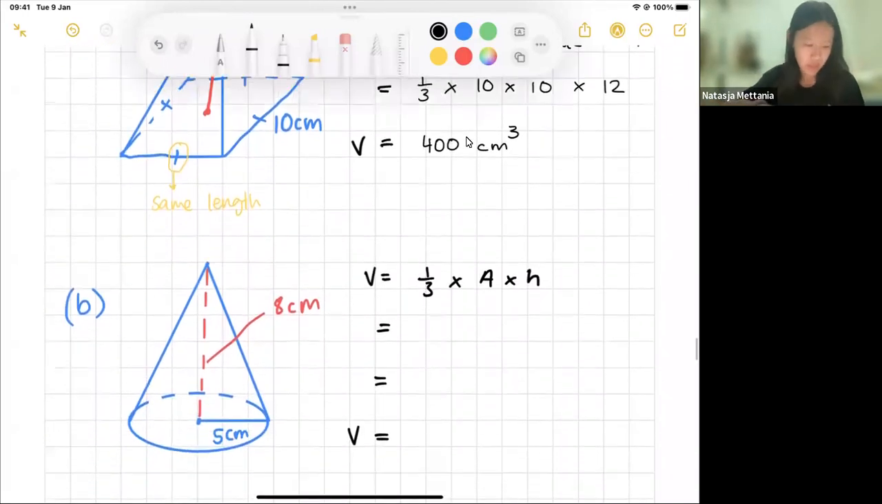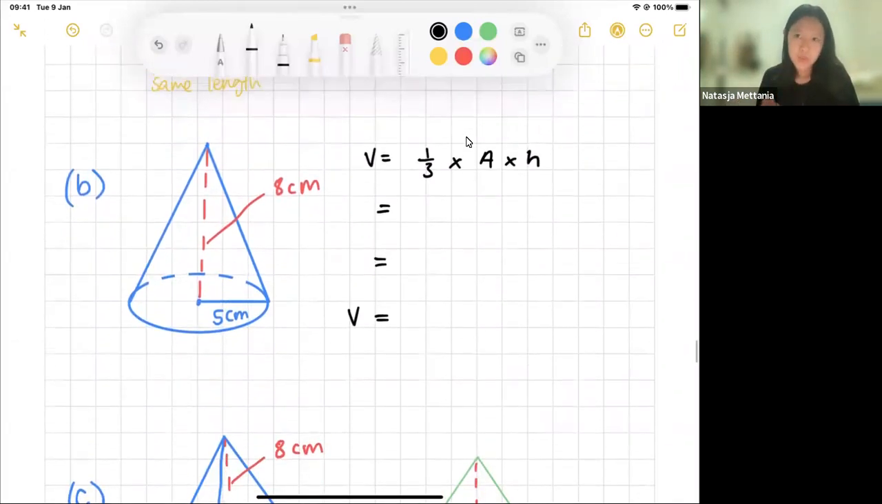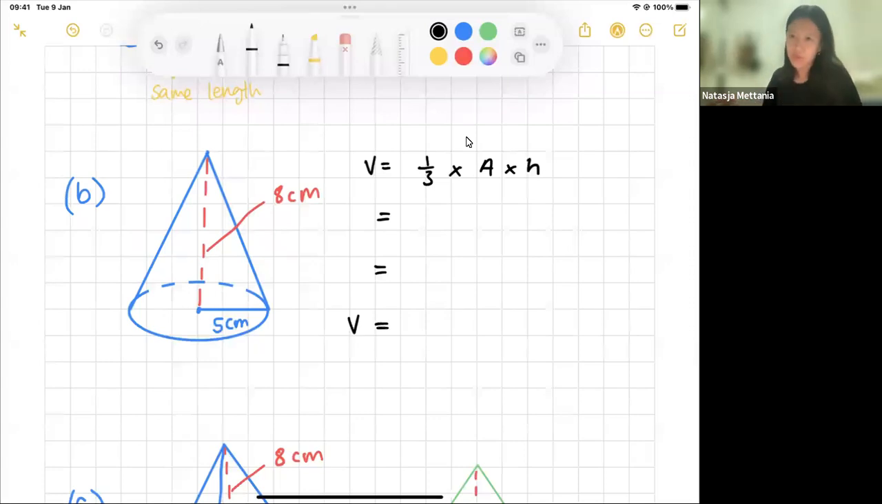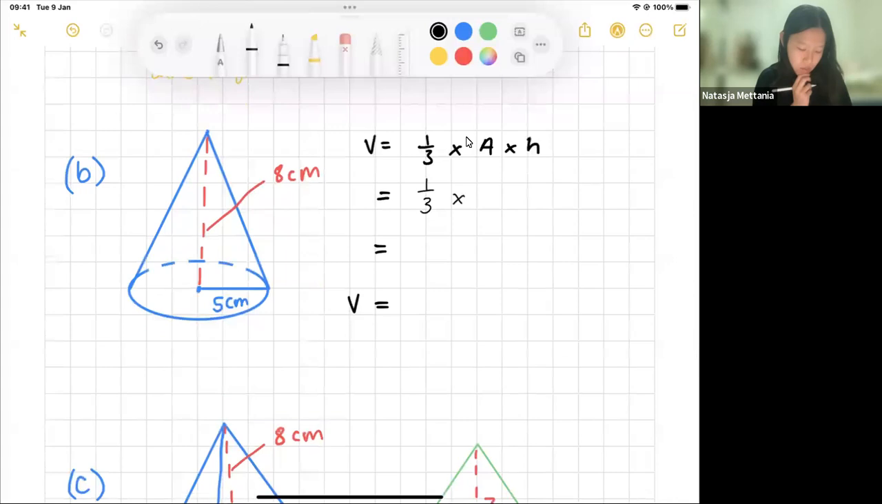Now let's go to our second example. Second example is a cone. Right. Super easy. Let's start. Write the formula. That's our first step. 1/3, bring it down to the next line. Now, the area of the base, right? It is a circle. What is the area formula of a circle? Well, it's actually pi r squared times h.